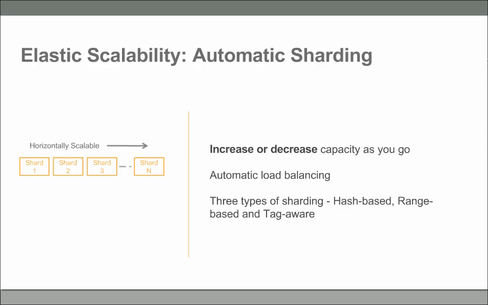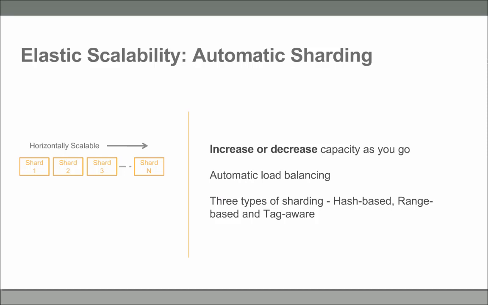MongoDB supports three types of sharding. The first is called range-based sharding. In range-based sharding, you distribute the data based on ranges of the keys. Range being, for example, 1 to 100, 100 to 200, 200 to 300, and so on.